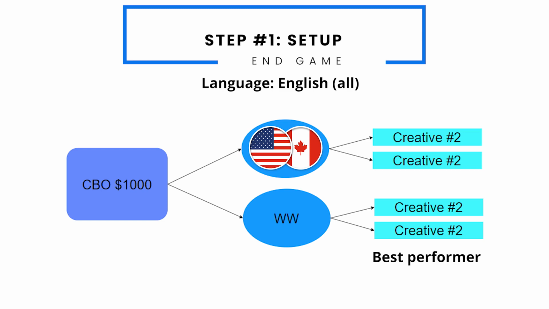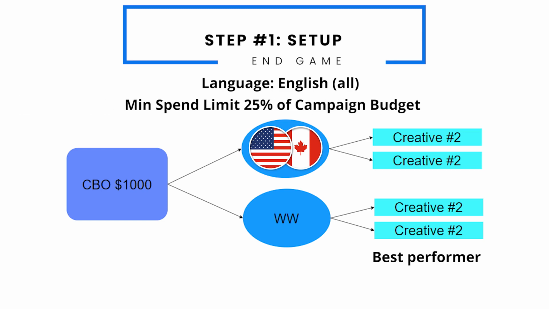Now for this CBO, you want to set a minimum spend limit on each ad set. The minimum spend will be 25% of your total budget. So if your budget is $1,000, then each ad set will get a minimum spend limit of $250.